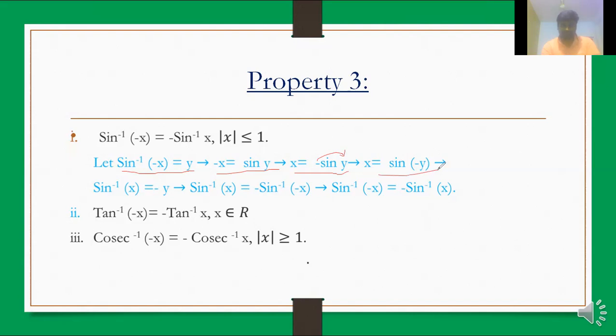So what does it mean? Sine inverse of x equals minus y. What is y you took before? Sine inverse of minus x. So minus sine inverse of minus x. That means sine inverse of minus x is minus sine inverse x. Like that, we can go for proving the remaining inverse trigonometric functions, tan inverse of minus x, cosecant inverse of minus x. All those we can prove in this way. Clear?